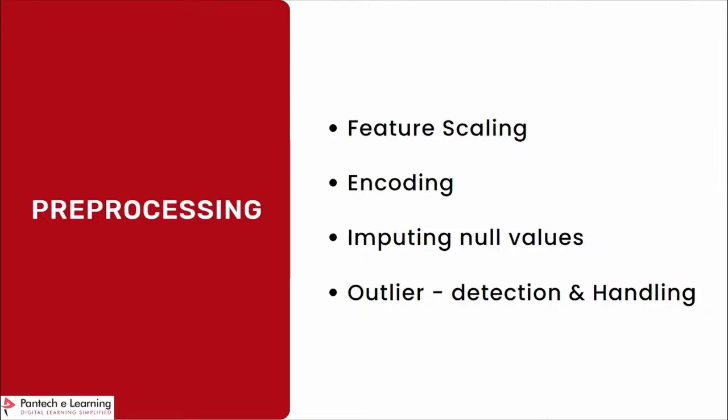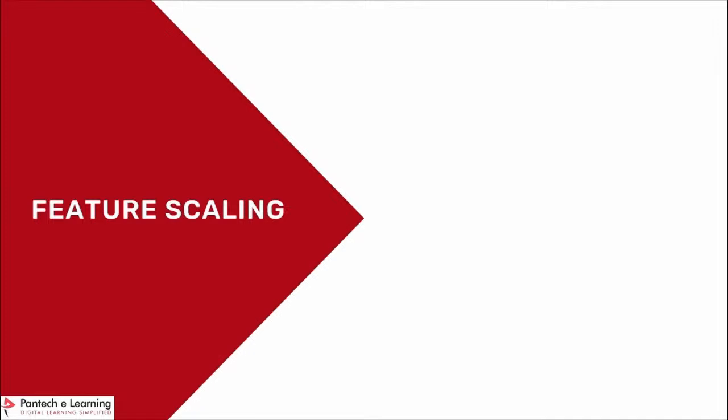So in this session, we'll be seeing feature scaling and encoding. And next session we'll be having imputing null values and outlier detection and handling. So let's get started. Starting with feature scaling. Okay, feature scaling. So what is it, and why is it important?